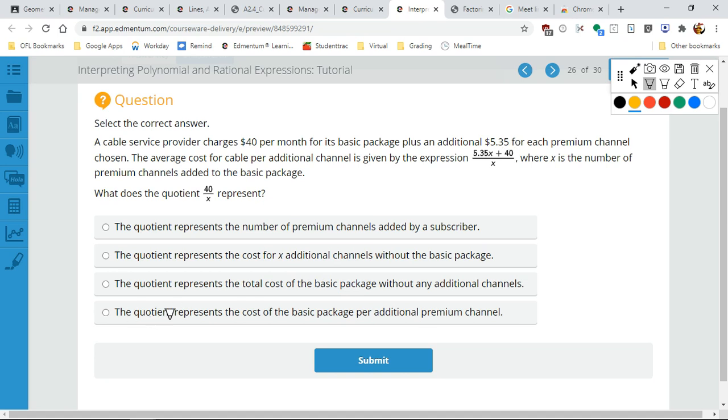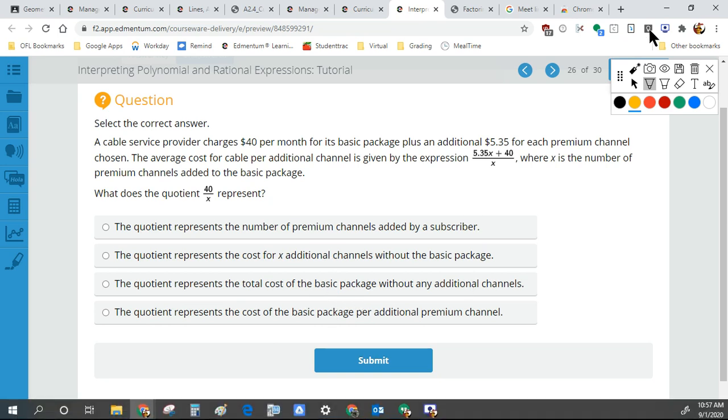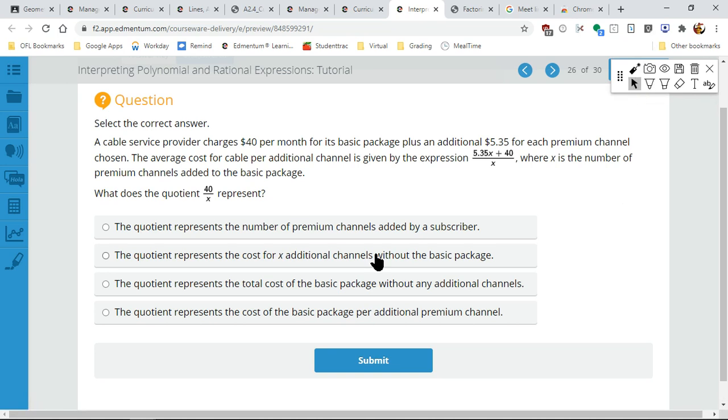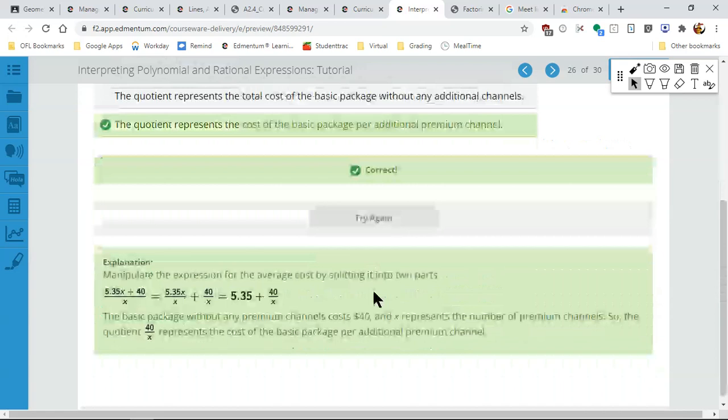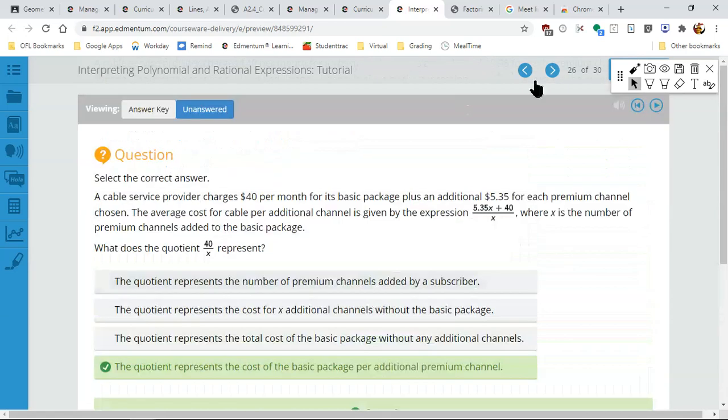So this has to be our answer. The quotient represents the cost of the basic package per channel. That's why the average cost kind of goes down the more channels we get. So the more channels we get, the less of an impact that $40 has.